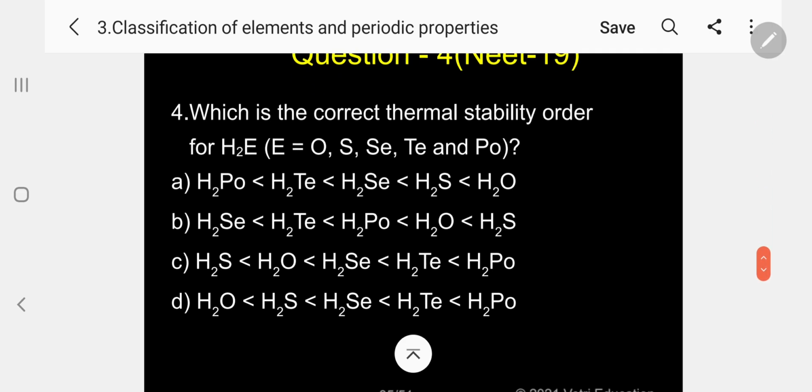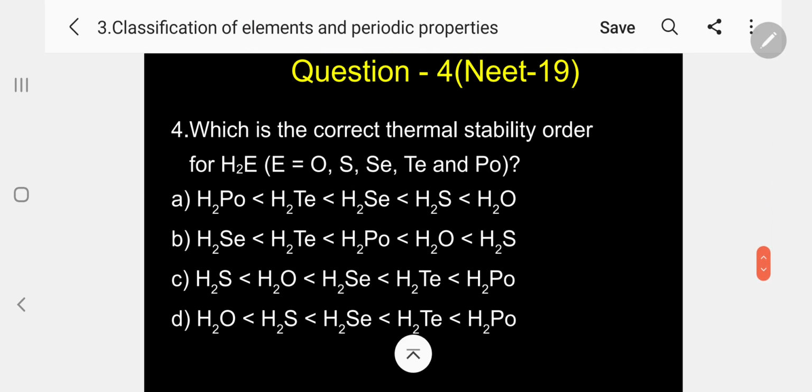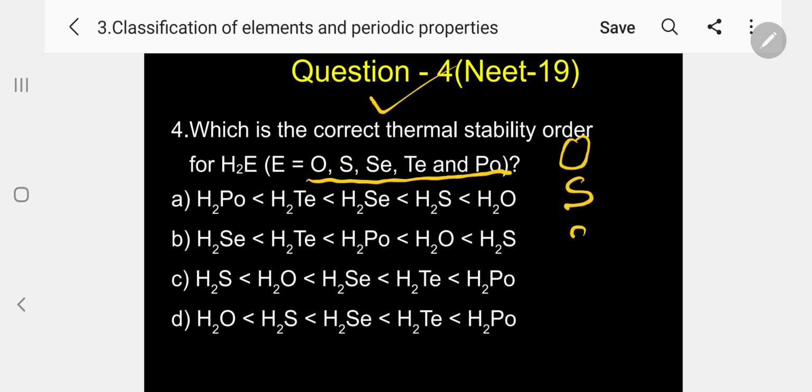Next, question number 4. Which is the correct thermal stability order for H2E? They are giving us the oxygen family. What is the oxygen family? Oxygen, sulfur, selenium, tellurium, polonium. That's why I told you that you have to memorize all the families. So what stability order are they asking?